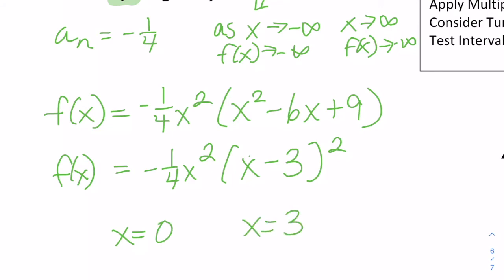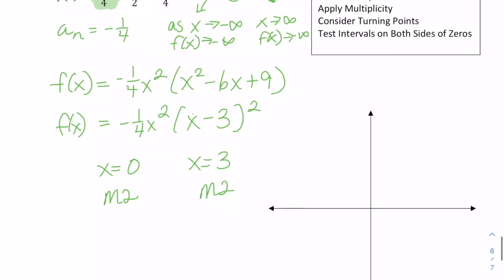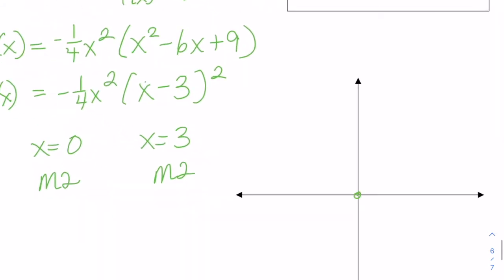This time, though, it's going to bounce off of the 0, because it has a multiplicity of 2, and it's going to bounce off the 3. So I'm going to make sure I put the 0 here, and I'm going to mark this as 3. So this graph, remember, is going to be dropping to the left, bouncing off of the 0, bouncing off of the 3, and going back down and falling when x approaches positive infinity.